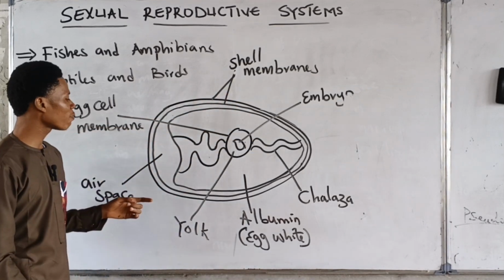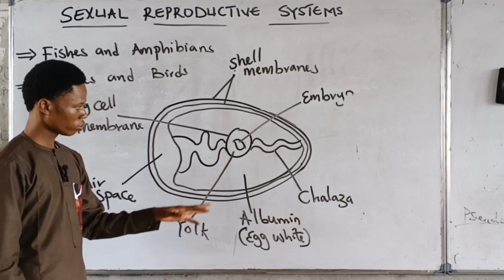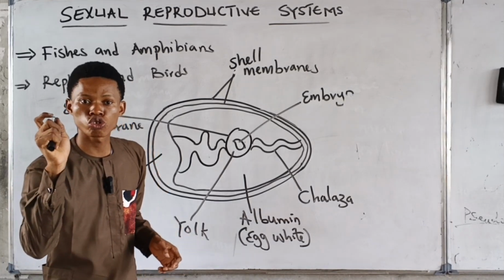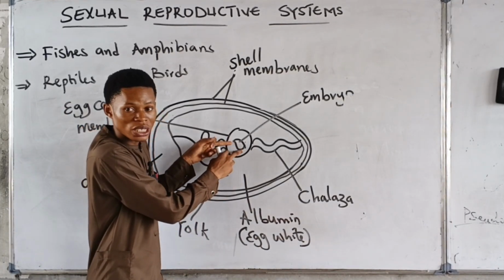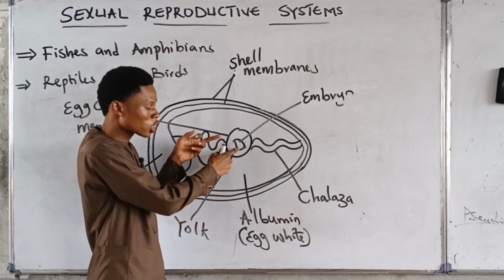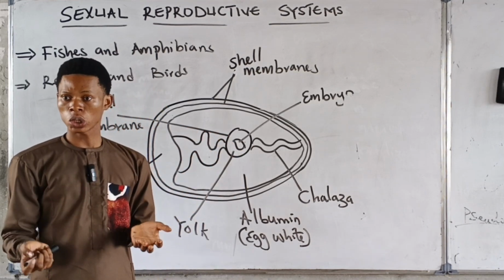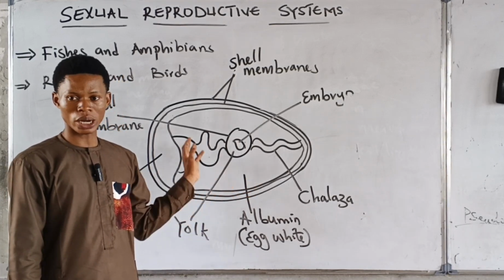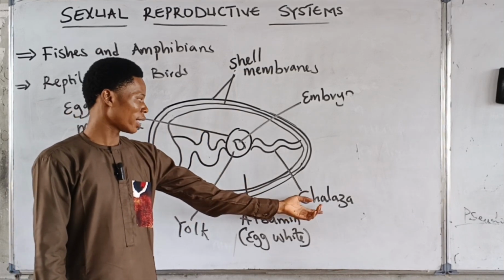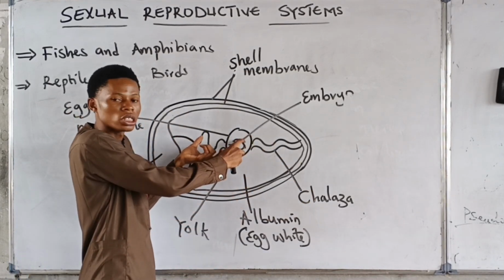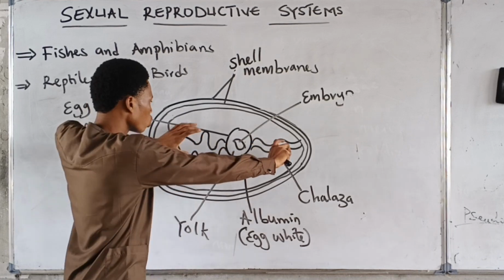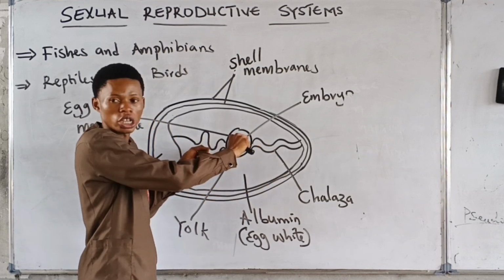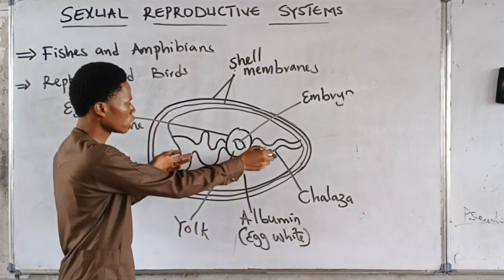Now we have the yolk. What's the function of the yolk? The yolk provides food for the developing embryo after fertilization. The food is mainly fats and proteins, right? The albumin is called the egg white, right? The chalaza here holds the yolk in place. These two strands, the chalaza, hold the egg yolk together. Do you get? Holds it in place.